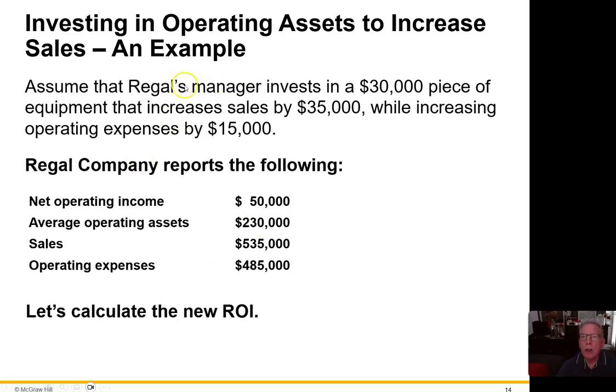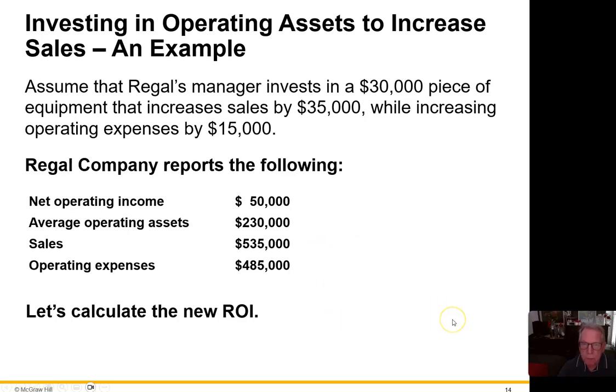So here we're going to look at investing in operating assets to increase sales. Here we assume that Regal's manager invests $30,000 in a piece of equipment that will increase sales by $35,000 while increasing operating expenses by $15,000. So now we have the same net operating income, average operating assets, sales, and operating expenses. So let's look at the new ROI.